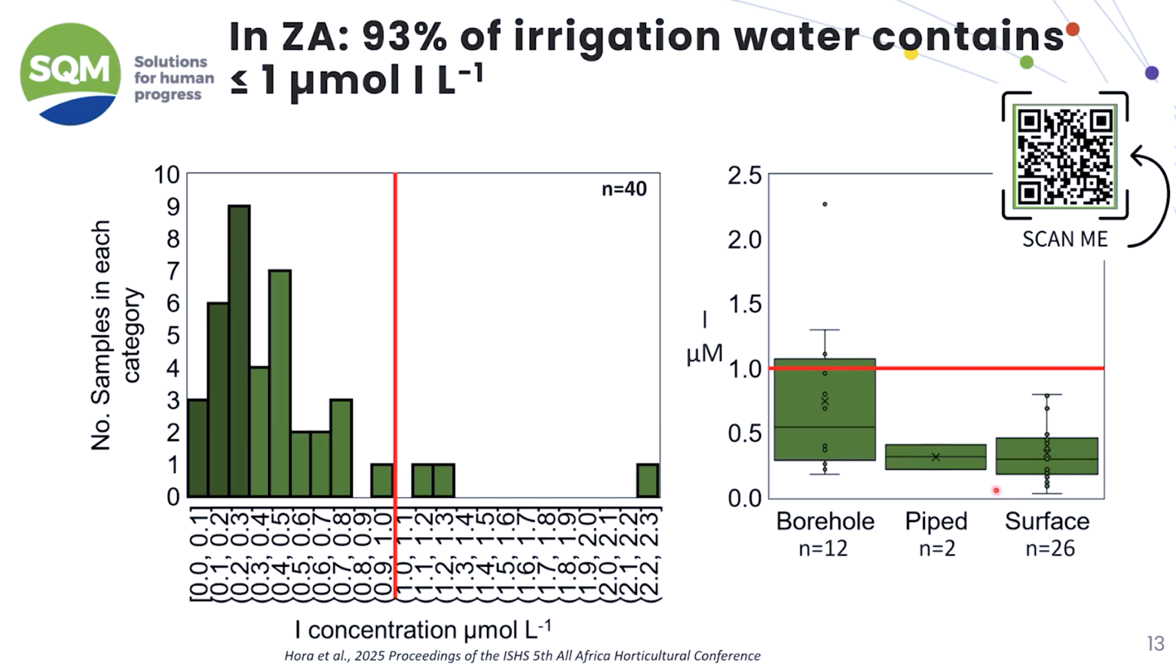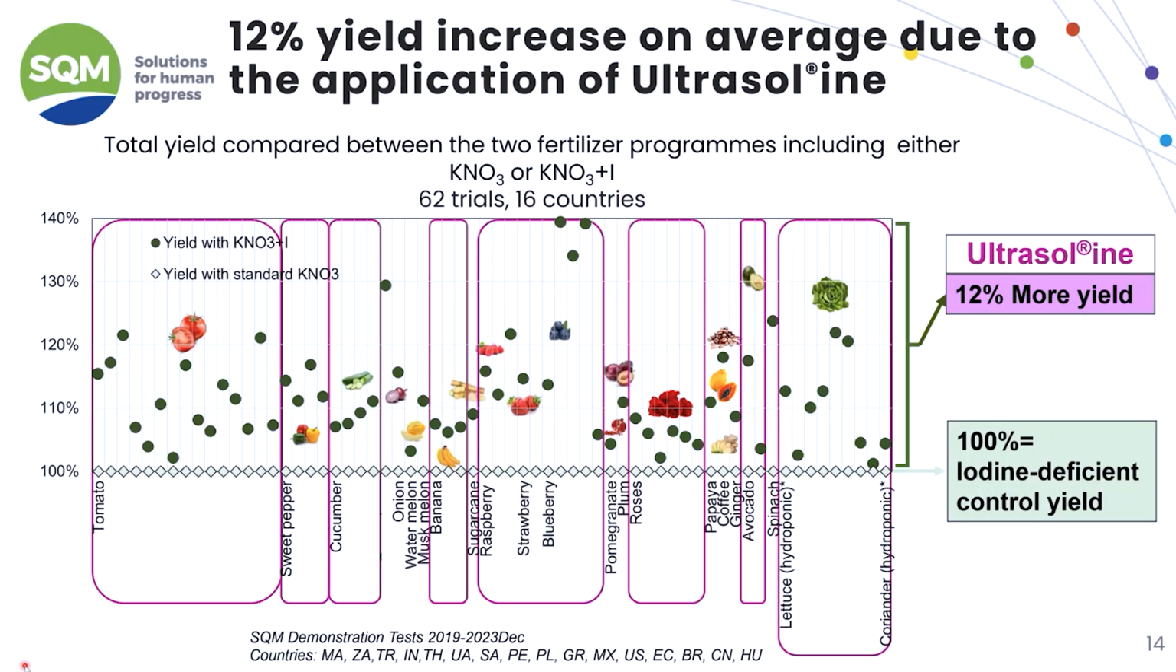But usually in the piped water or surface water, and this was mainly from dams, so river water caught in dams in South Africa, there you find little iodine in general.